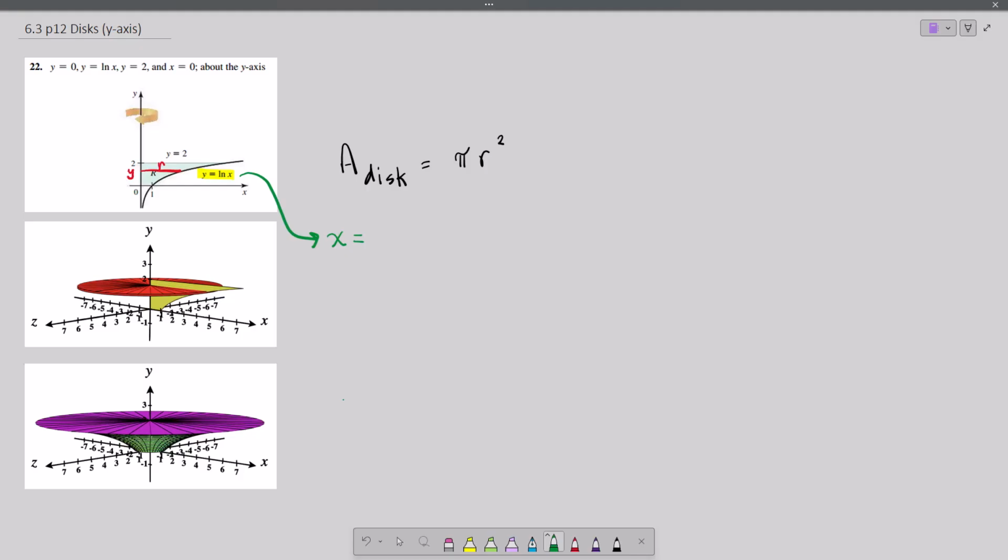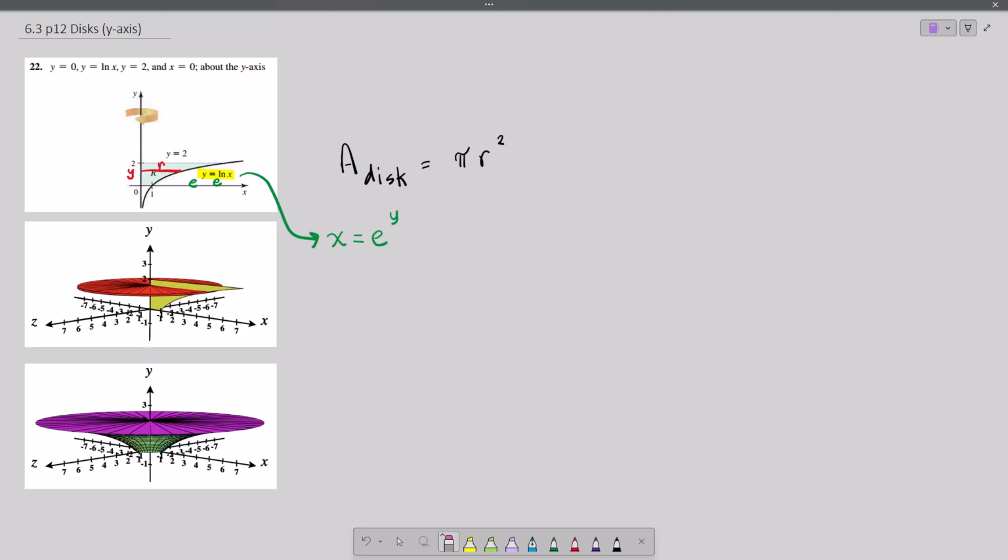x equals e to the y. If we want to get rid of a natural log, we exponentiate both sides. We put an e down here as the base on both sides. e and natural log cancel, so we get x equals e to the y. Now the function is presented as an x value. It's measuring sideways instead of vertically.